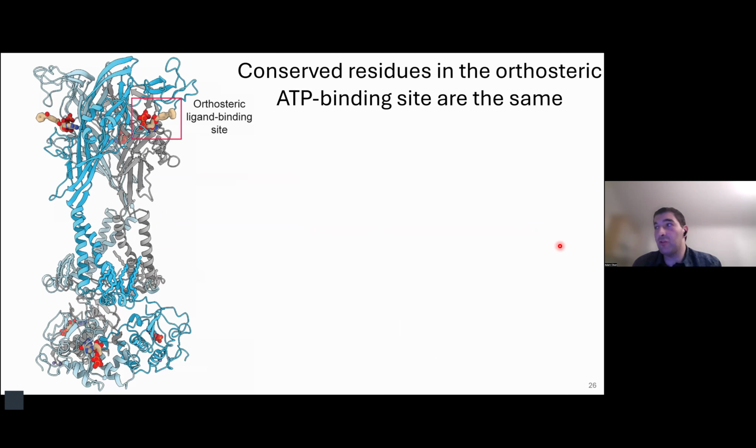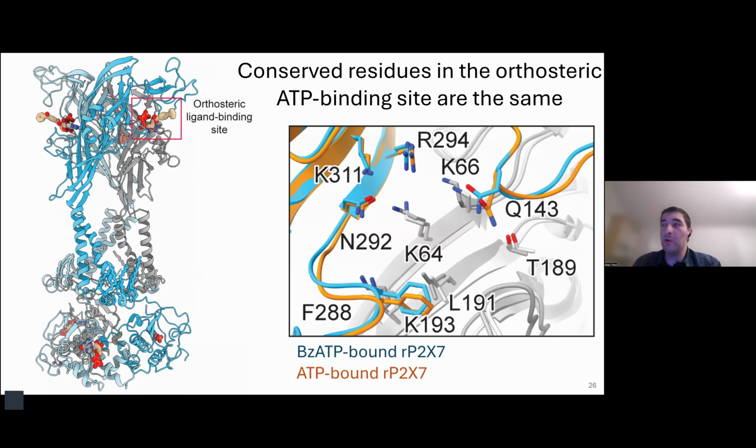So to investigate this question structurally, we determined the cryo-EM structure of BZ-ATP bound to the rat P2X7 receptor. We see that BZ-ATP binds to the orthosteric binding site. When we look at the orthosteric binding pocket of the BZ-ATP bound structure in blue, overlaid with the ATP bound structure in orange, with the ligands hidden, we see that all residues in the orthosteric pocket essentially adopt the same rotamers as well as positions across both structures. So why is BZ-ATP more potent than ATP while all the residues are essentially the same?